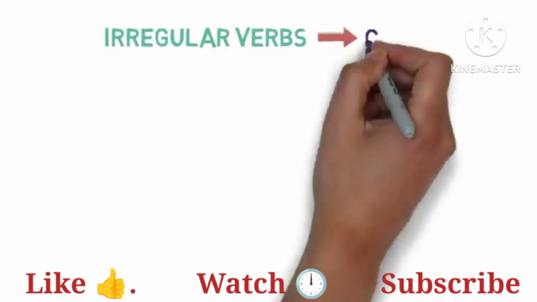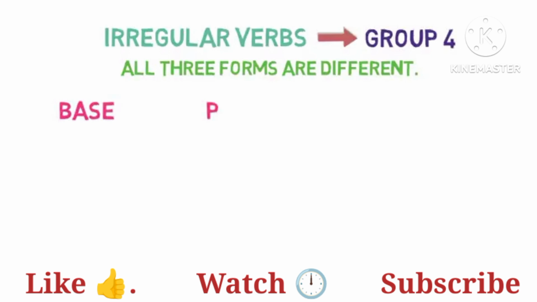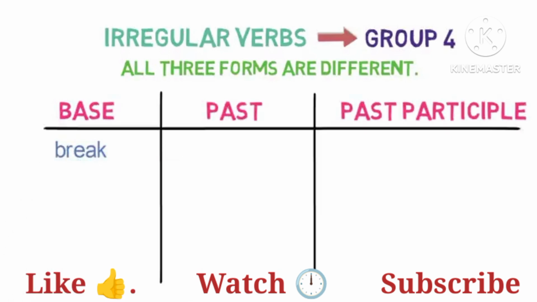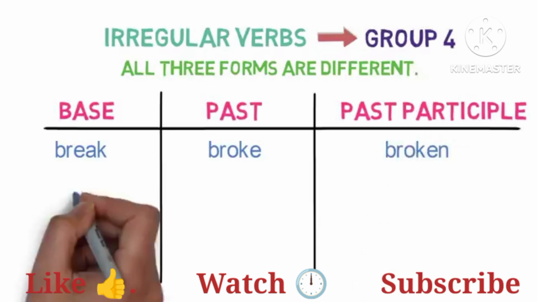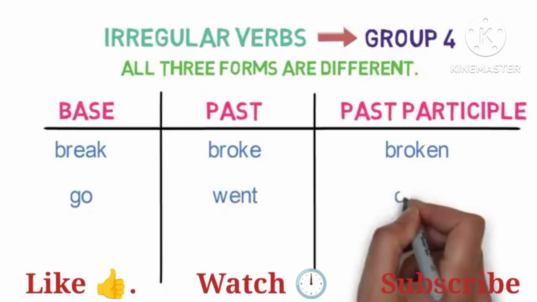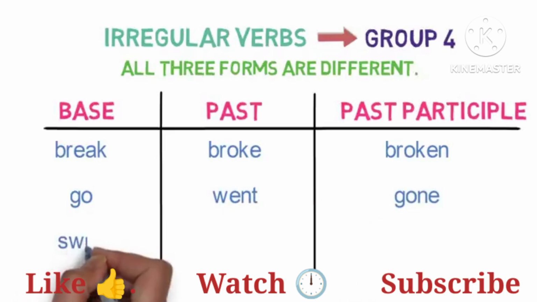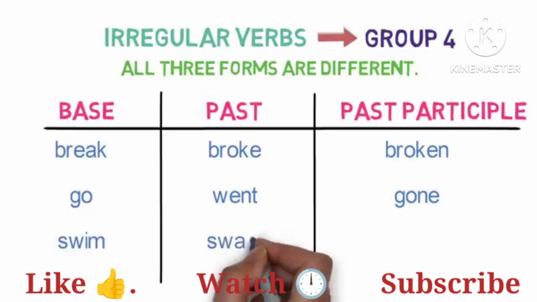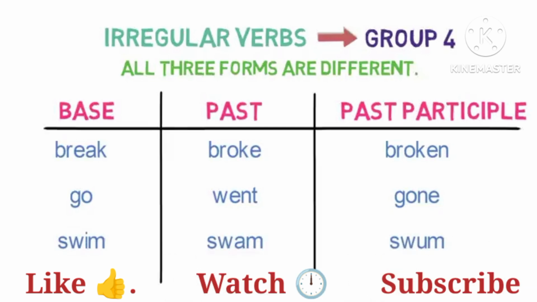Let's look into group 4 examples. All 3 forms are different here. Break in base form becomes broke in past form and broken in past participle form. Go in base form becomes went in past form and gone in past participle form. Swim in base form becomes swam in past form and swum in past participle form.